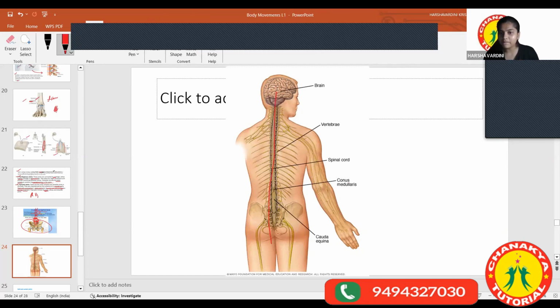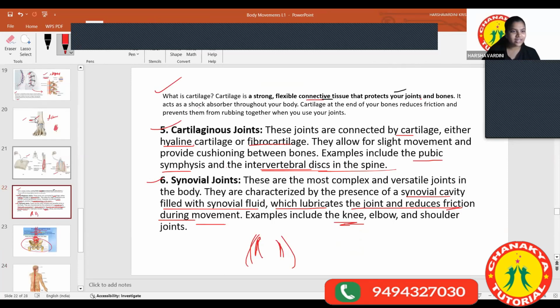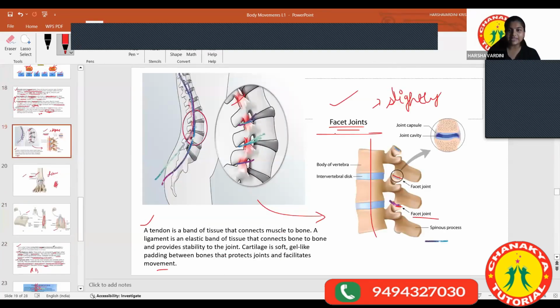Ma'am, but each vertebra is attached to the other. Each vertebra is attached, but we are not moving the vertebrae as we move the elbow very frequently. Yes, ma'am. That is what now this joint. We were talking about these facet joints. See the vertebral column. Here the vertebra starts. Here the vertebra starts. Are we moving this vertebra? Are we moving this one? Or are we moving this one?